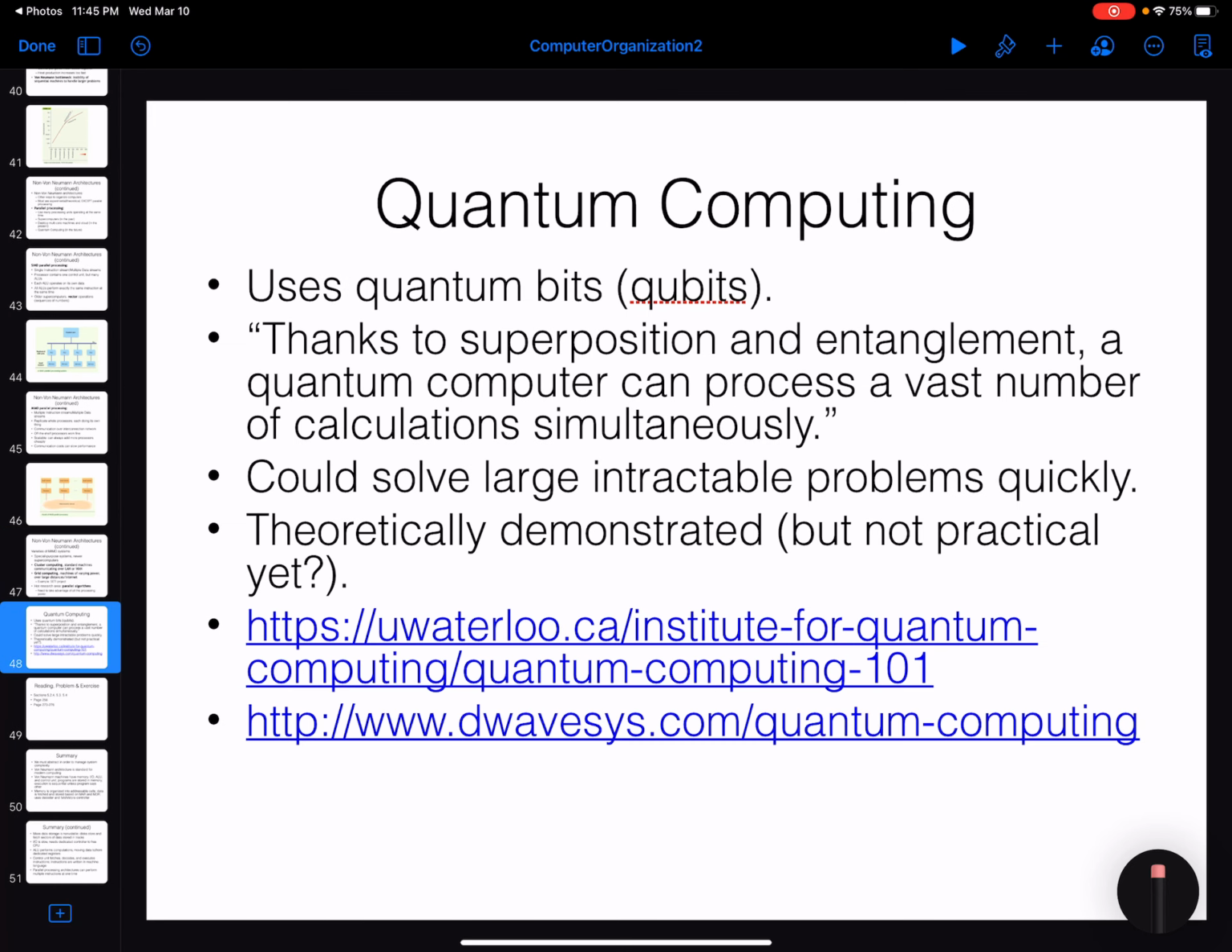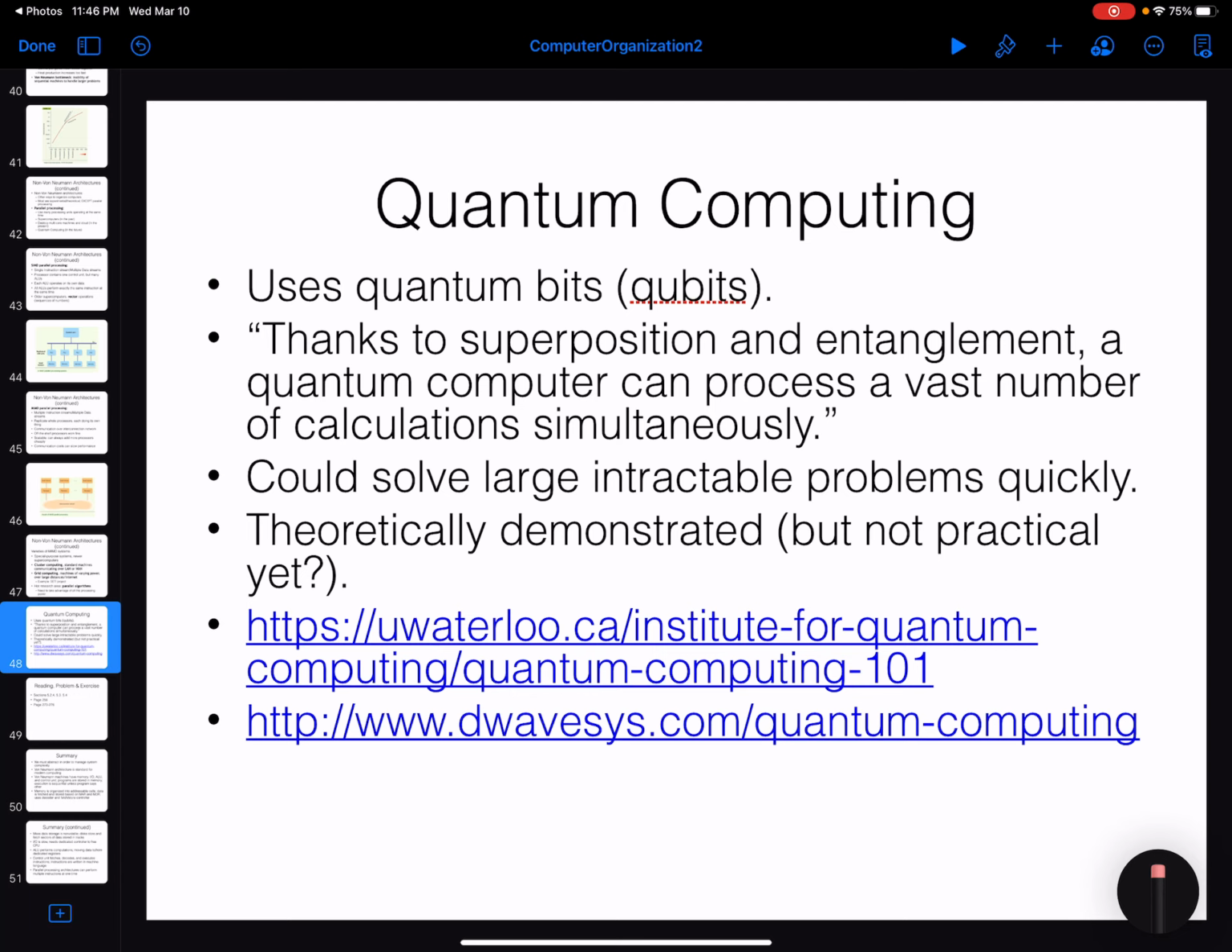And the last section, the last note, which is not even covered properly in your textbook, is about quantum computing. Quantum computing is not about parallel processing. It's a completely different architecture than von Neumann. Quantum computing is not like the von Neumann model anymore. I have included some links here.